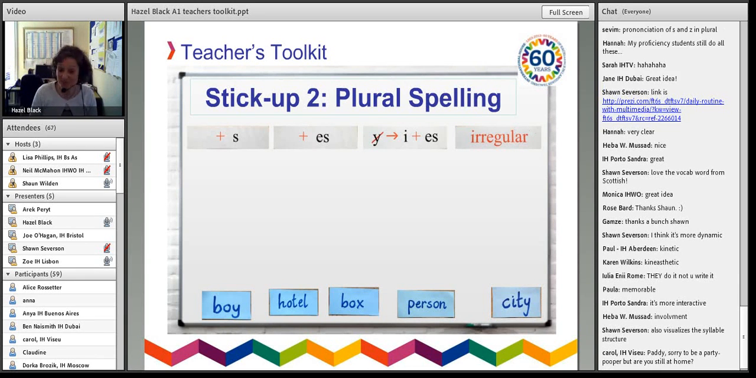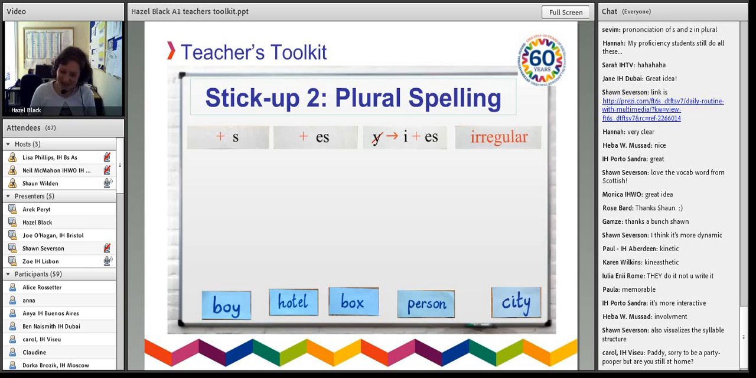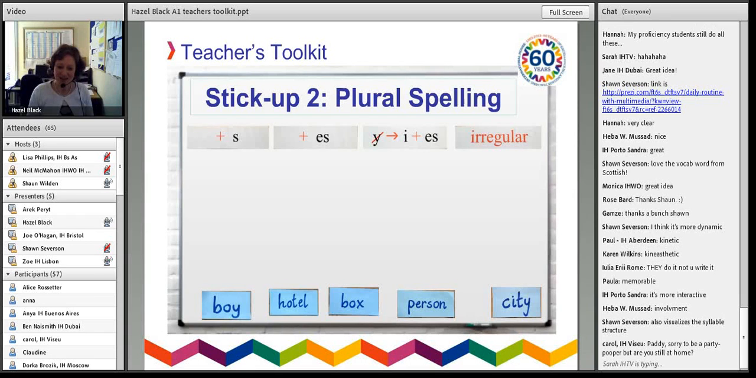Who's made the mistake particularly? I get the students to go and sit down afterwards, and then we all look at the board and practice saying the words and move things around, so everybody benefits from any mistakes that have been made. So that's stick up 1, the stress dots. Stick up activity 2 is the plural spellings.